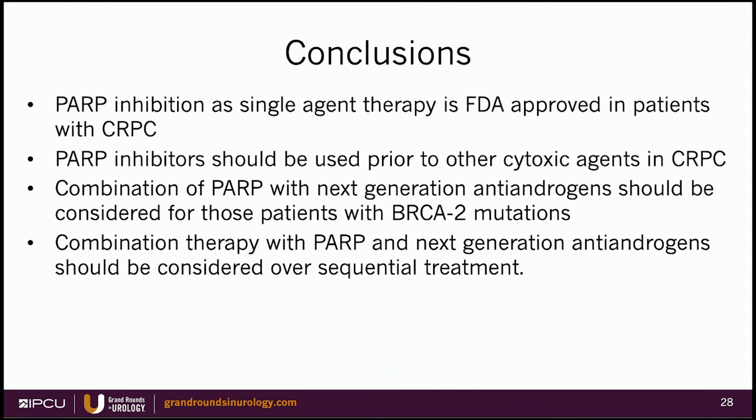So in conclusion, PARP inhibition as single agents is approved by the FDA in castrate-resistant disease. It is different for rucaparib, where you need a little bit more advanced treatment: anti-androgen plus docetaxel, versus anti-androgen for olaparib. PARP inhibitors should be used, because of what we see with the TRITON-3 study, prior to other cytotoxic agents in CRPC in those patients who are BRCA1, BRCA2 positive.